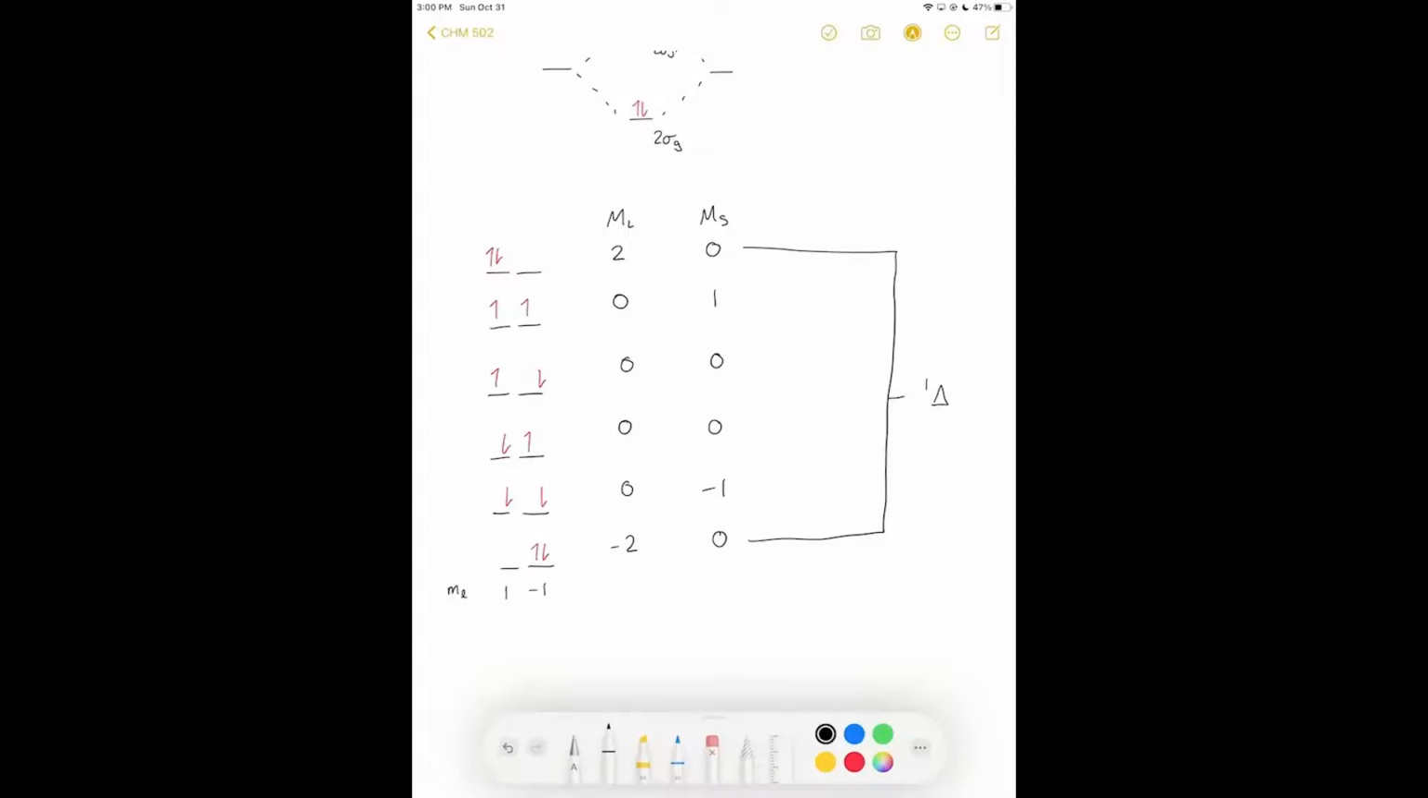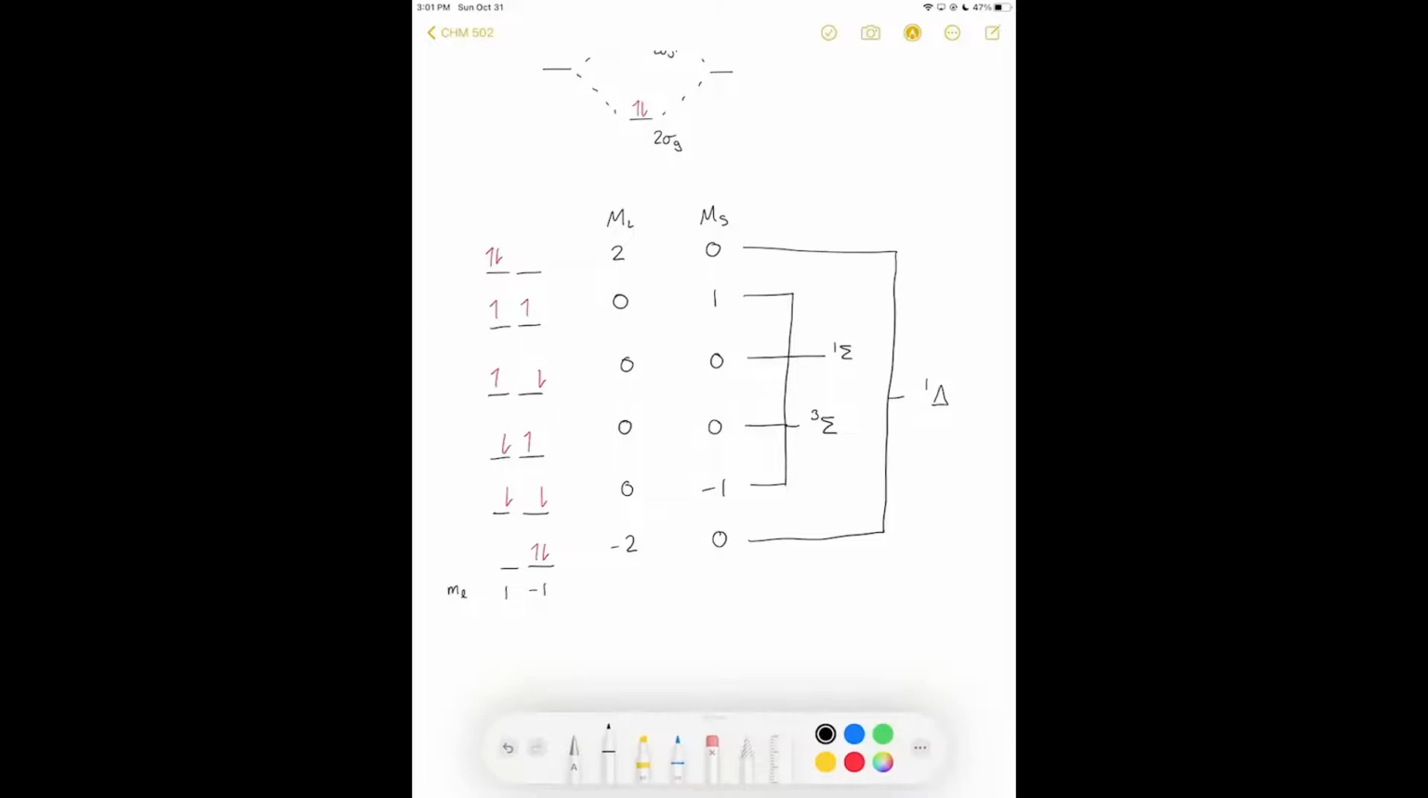Now, when we have an m sub s equal to 1, we can see we have a state with an m sub s equal to 1, an m sub s equal to 0, and m sub s equal to -1. So we can put all three of these together into a state with m sub l equal to 0, so a sigma state, but an m sub s equal to 1, which would be a triplet state. The last one has its own state that will be a singlet sigma state. And so these are the three possible terms that we can have for molecular hydrogen in the ground state.